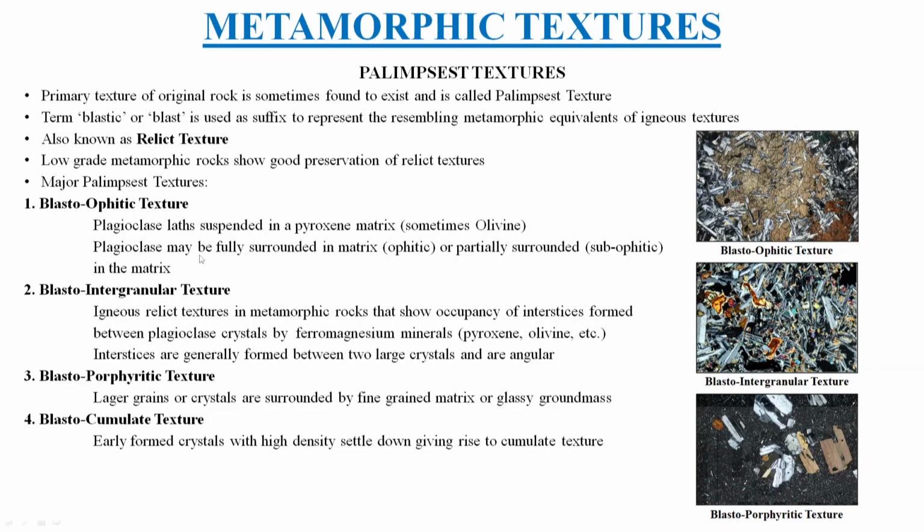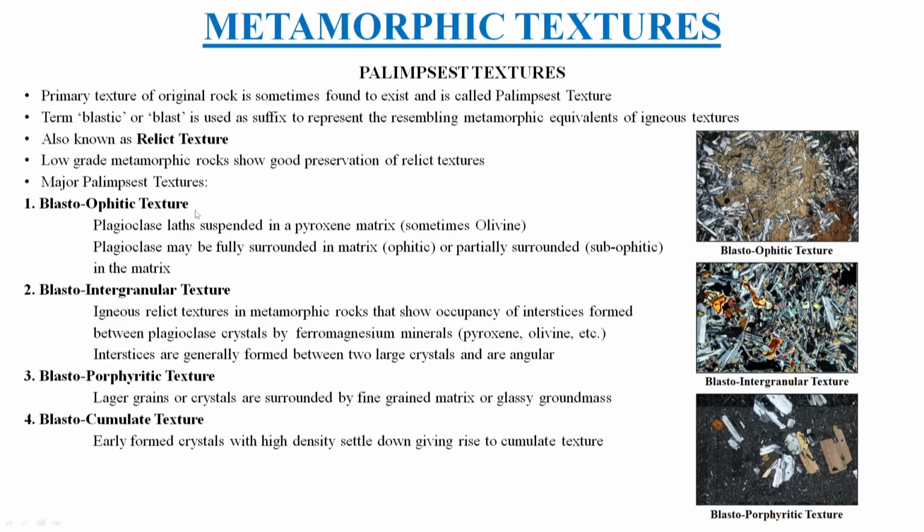That means again the term blasto is used as a prefix here, sometimes it is also used as a suffix. Here it is used as a prefix. Blasto-intergranular means it is definitely a relic of the intergranular texture that was present in the igneous protolith, and it is now also present in the newly formed metamorphic rock. So, that is why I will categorize it under blasto-intergranular texture.